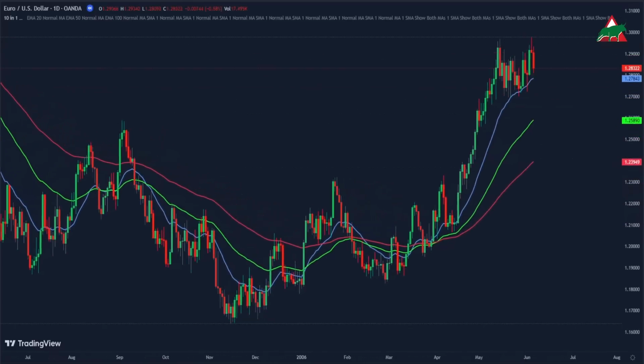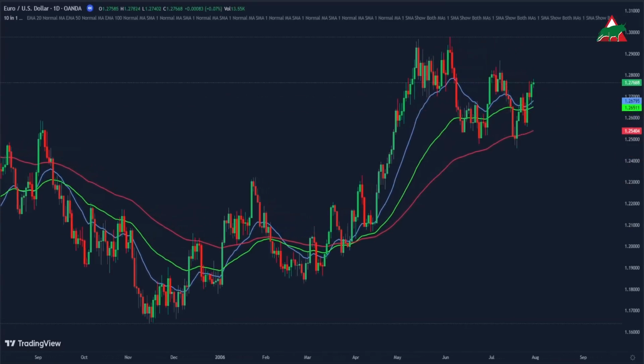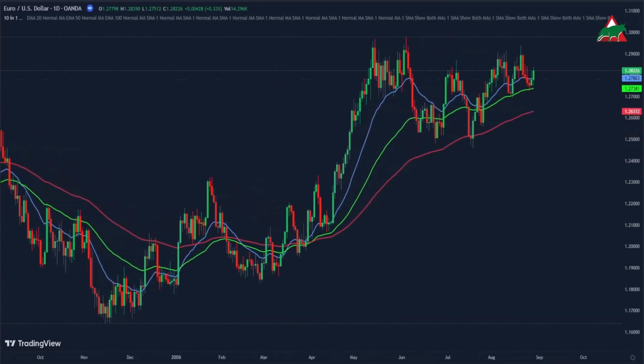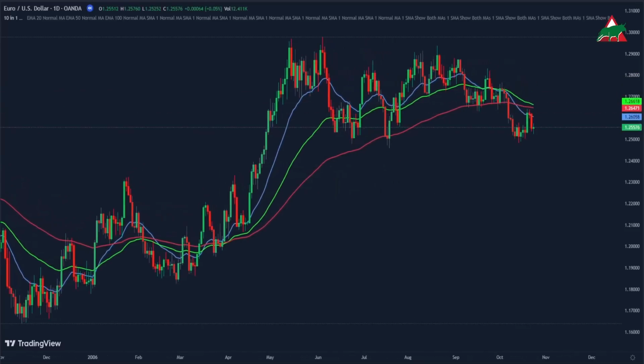To get started, head over to Tradingview.com and select your preferred currency pair. For this video, I'll be using the 5 minutes time frame, but you can use bigger time frames if you want.